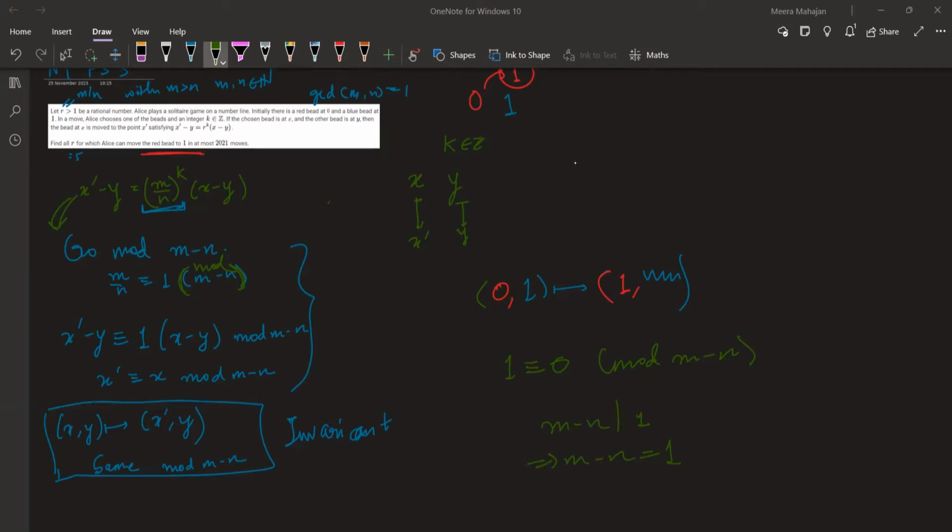So we started with, we just inferred that m minus n is 1. And r was m over n, and hence if you just see that r minus 1 is m minus n over n, which is what? Basically, m is n plus 1, and hence you get r is this, and hence r is of the form this.